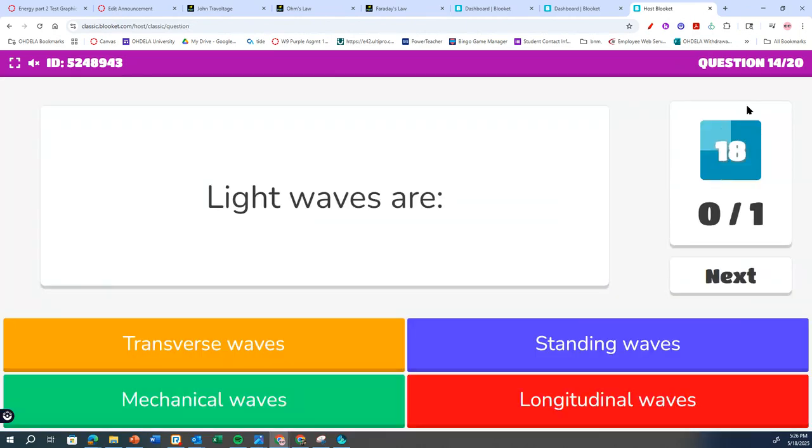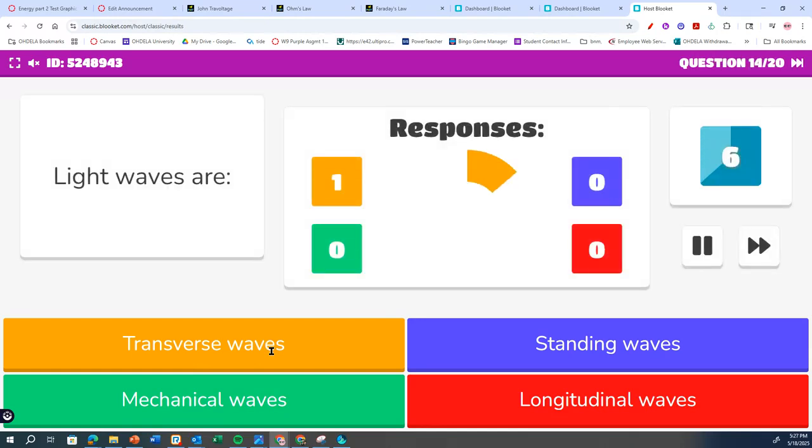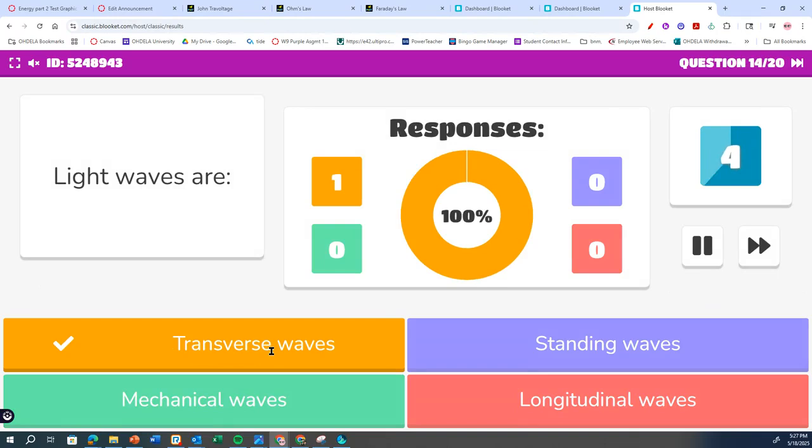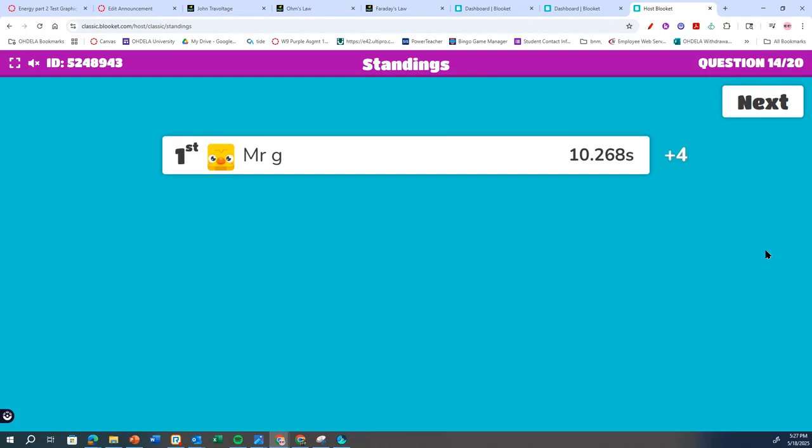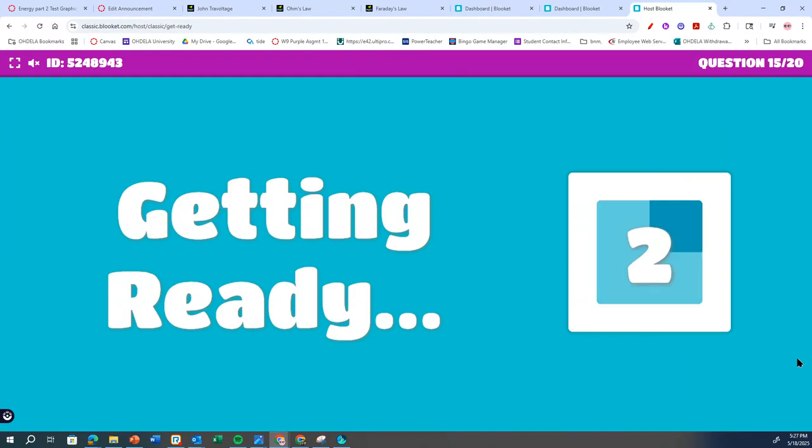Light waves are transverse waves. Mechanical waves are sound waves. Light waves travel through space, so they are transverse waves. That's the up and down, in comparison to the longitudinal, which kind of bunches things together. Next one.